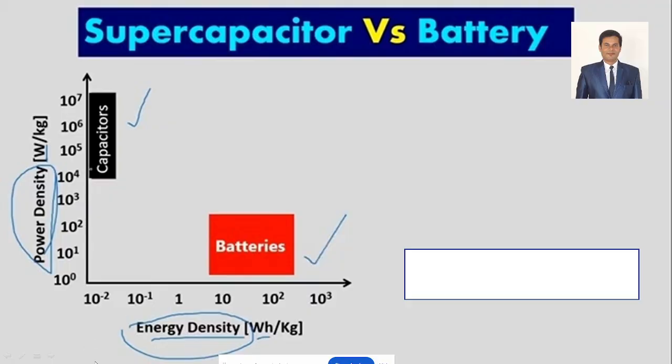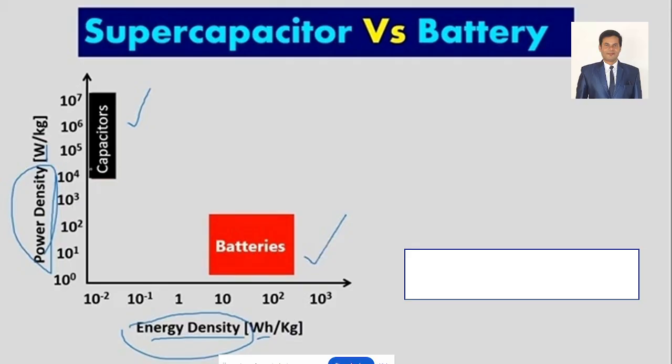If you see the variation between these two, the batteries, if you want more energy, may have less power. So the batteries may have less power and more energy, right? When you talk about the capacitors, the capacitor will have more power but less energy. This is how it makes a lot of difference between the supercapacitor and the batteries.